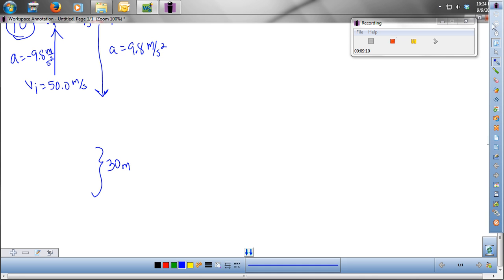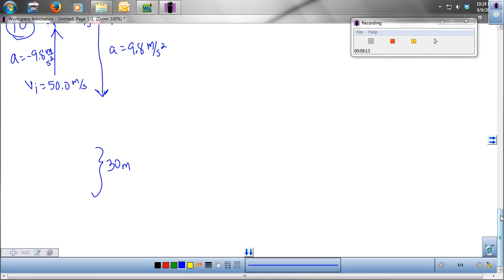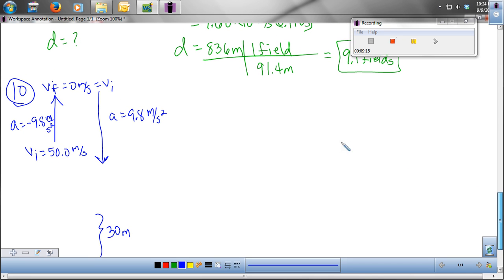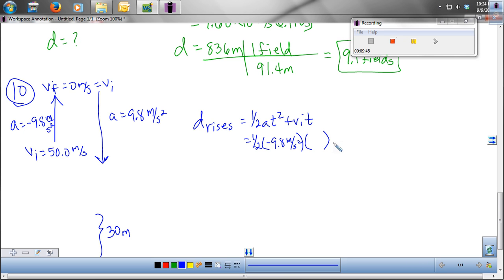So what I'm going to do is go back and figure out a couple of things about the rising and the falling of the balloon. So I said, well, let's see how high it rises. So the distance that it rises is equal to 1/2 AT squared plus VIT. So that's 1/2. A on the way up is negative 9.8. T I don't have yet. VI was 50. So it looks like I need to go solve for my time.